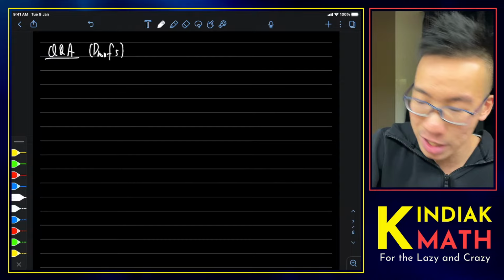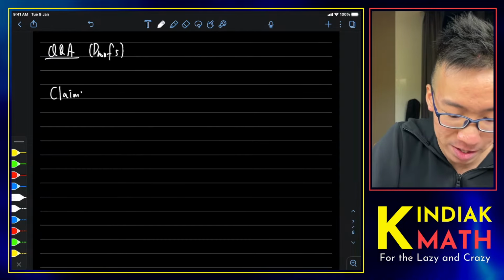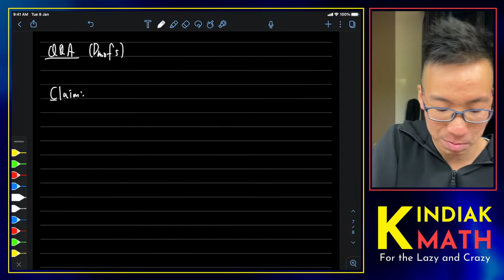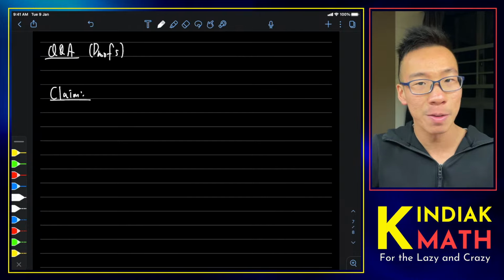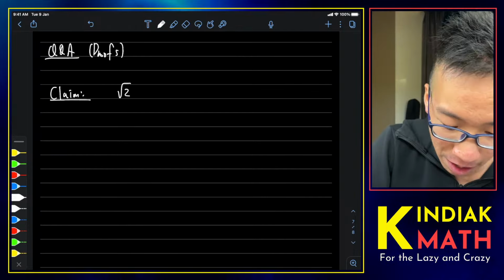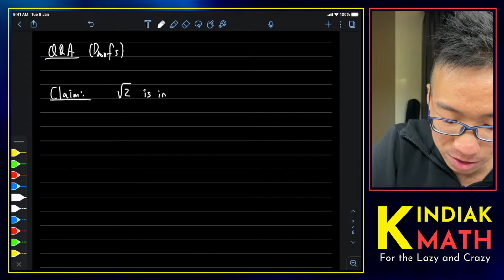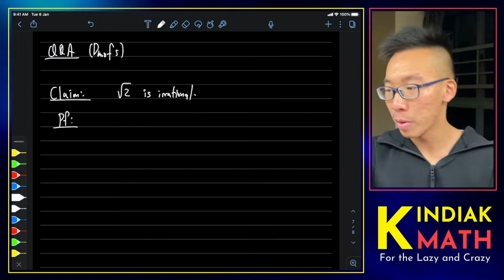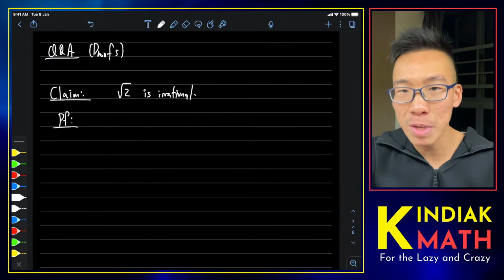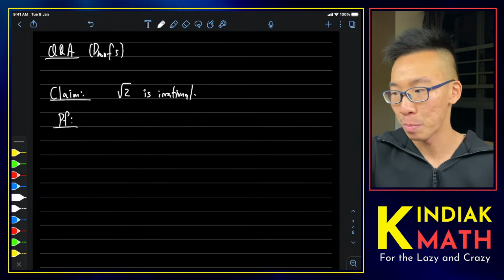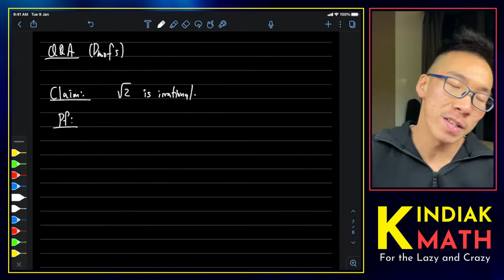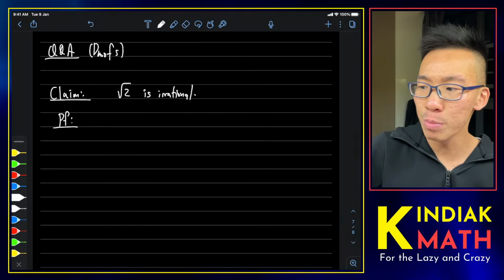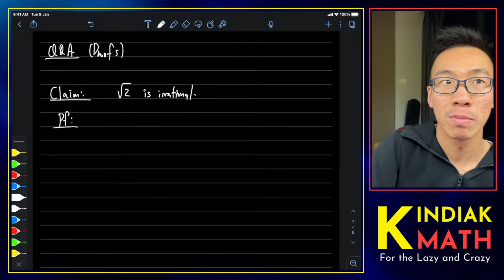So there's a really classic question. I think you've probably seen this many times in various sources one way or another. If not, welcome. Here's a claim: the square root of 2 is irrational. And how do we prove it? Well, what does it mean for a number to be irrational? It means that it's not rational. How do you prove a number is not rational?